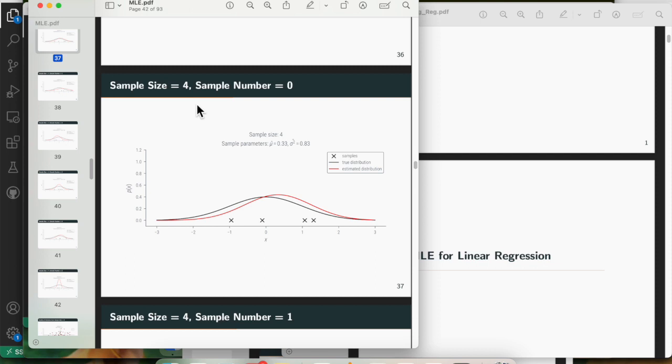But the important thing to consider here is that all of these considerations are important only when the sample size is small. For large sample size, n over n minus 1 is almost 1. So these things are not particularly important in that case.